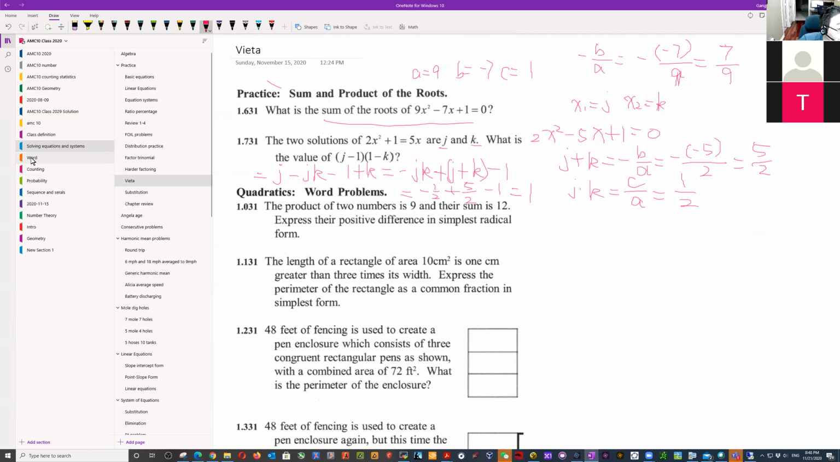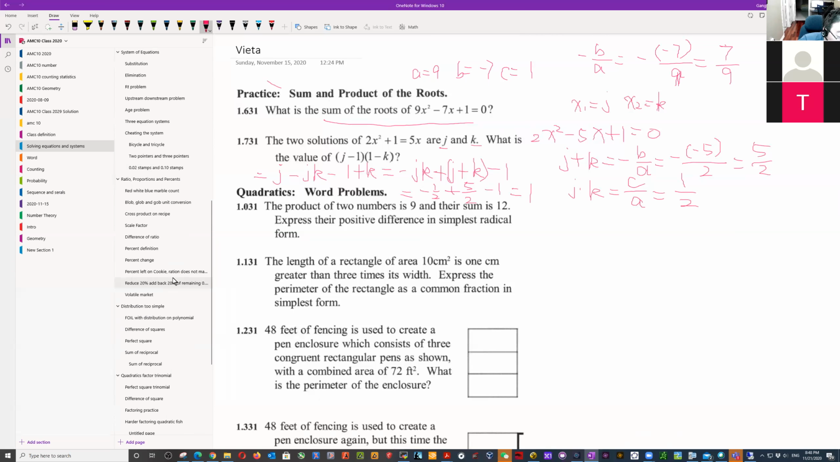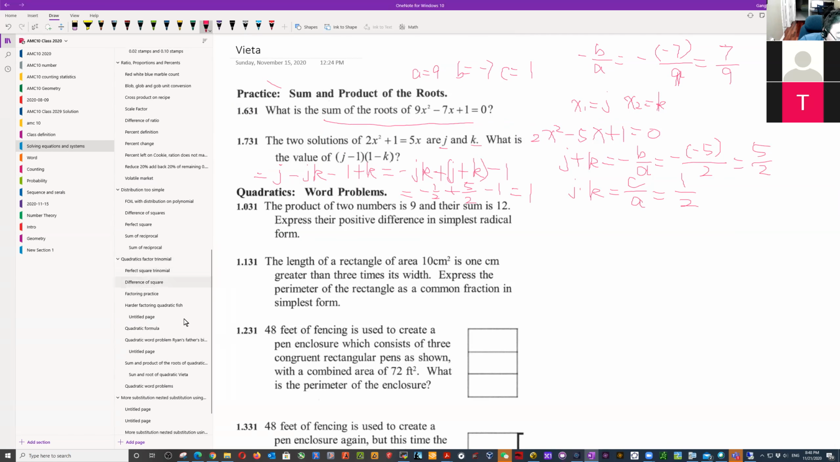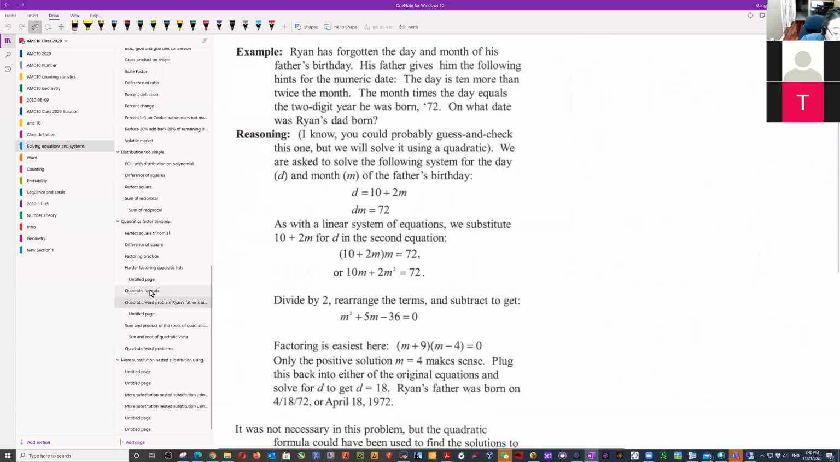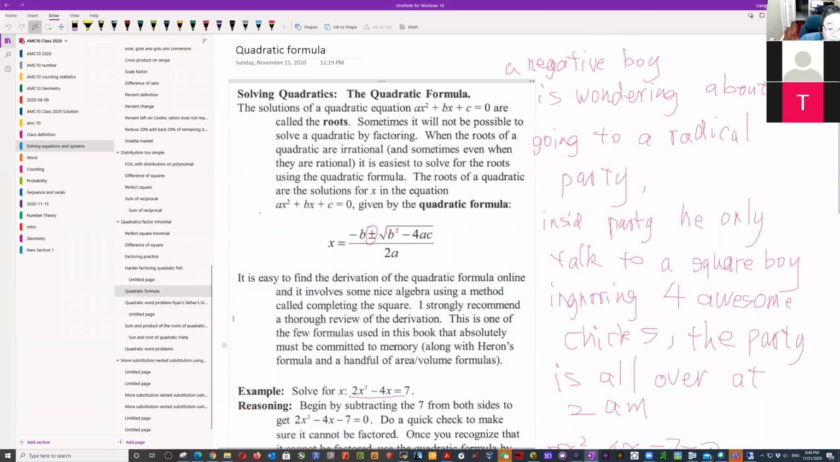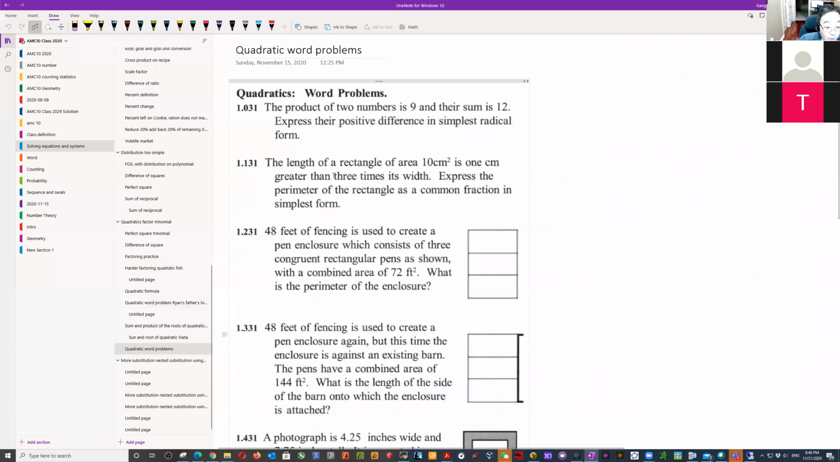And so today we went through some sum and product. Now let's try to solve some word problems, quadratic word problems. A quadratic word problem is just like a normal problem, but the equation itself actually yields a quadratic function. That's all it is. For example, let's go through this one.